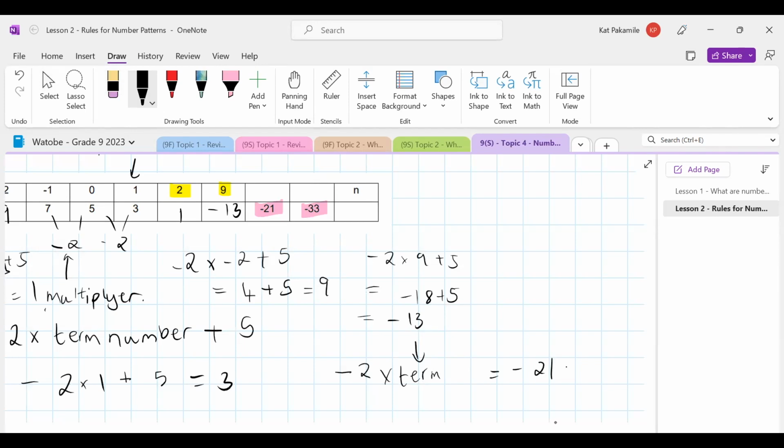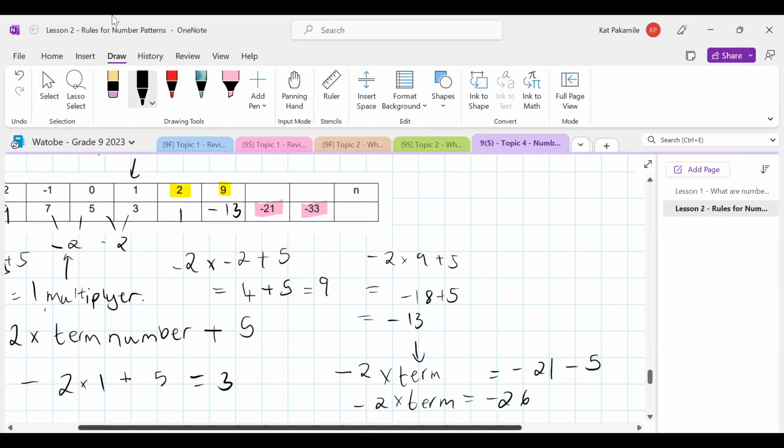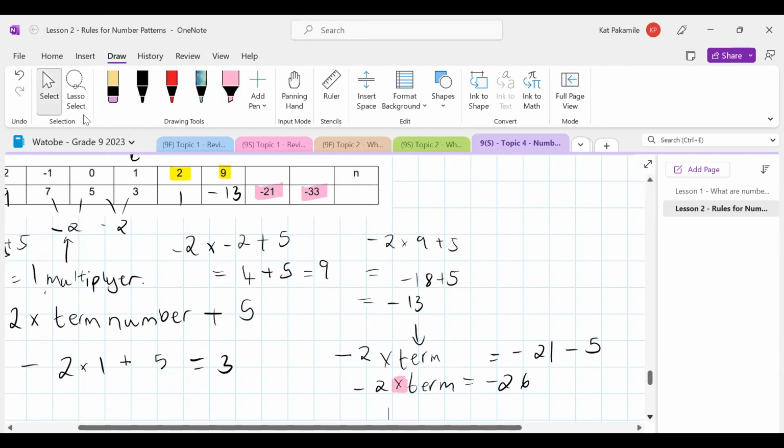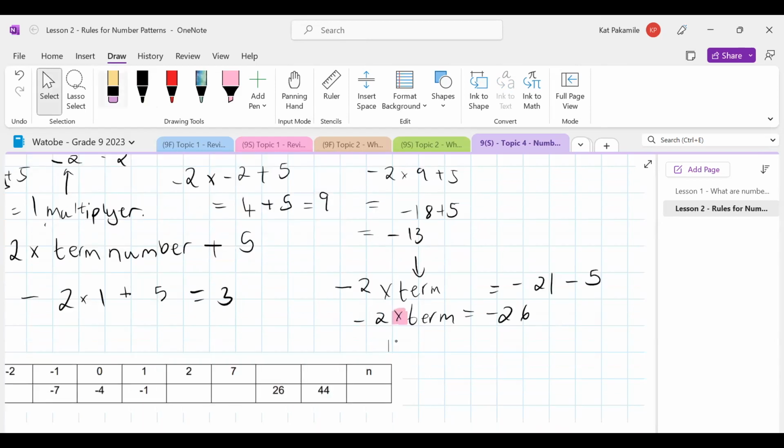First, let's find out how much this is. So this will be negative 2 times the term will be equal to negative 26. And now, as Sharifa so nicely explained to us, we have to do the inverse of multiplication, which is division, to get rid of this. Okay, so what you do on the one side, you do on the other side. So I'm going to divide by negative 2, divide by negative 2, and then tell me what the term number is in the chat.